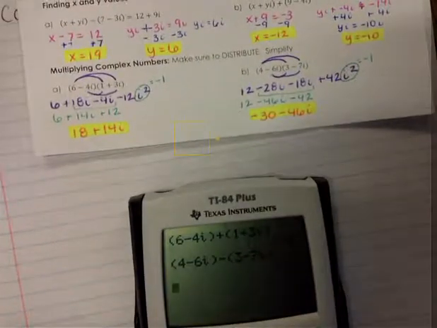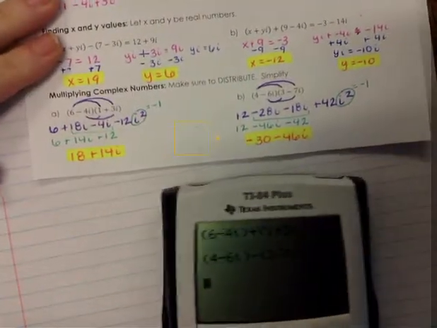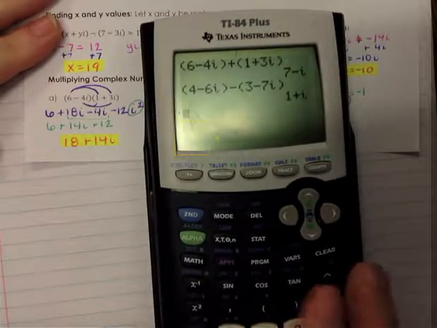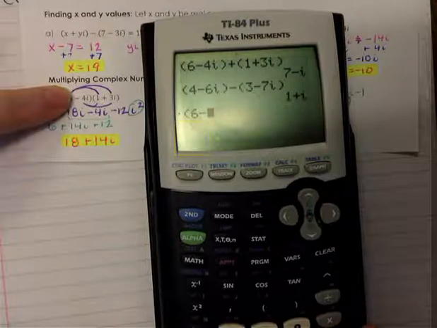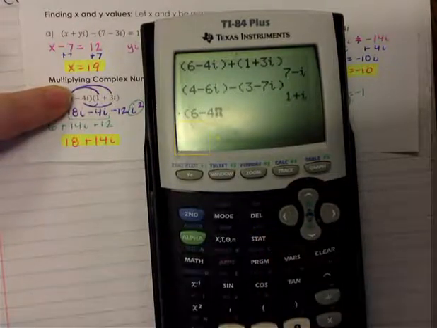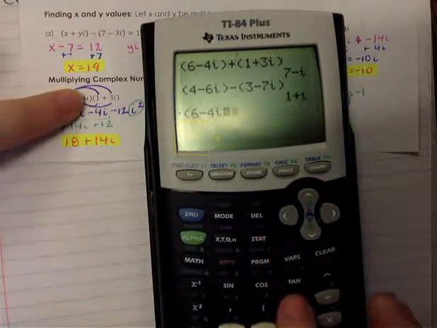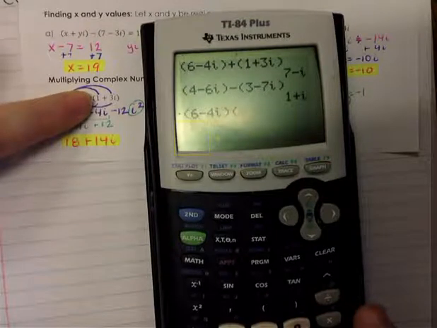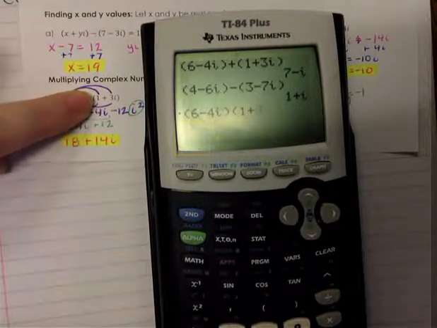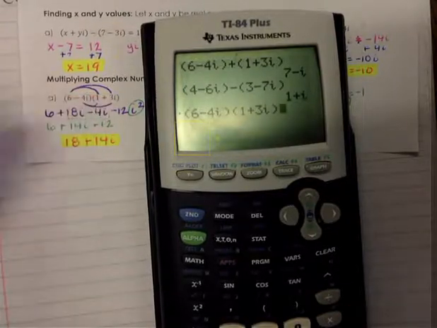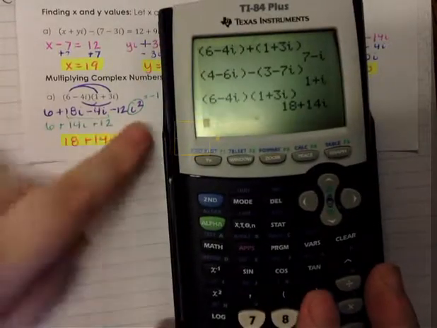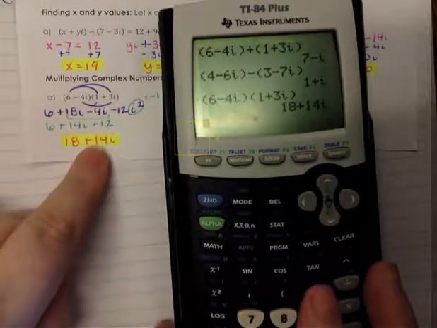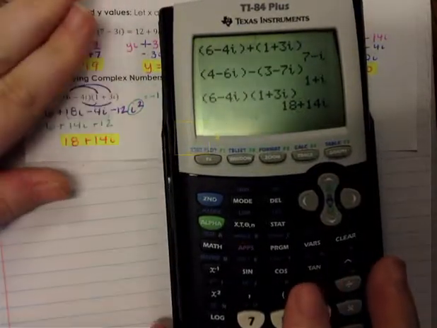But on the multiplying complex numbers, I can put these in my calculator exactly as I saw them. So I have parentheses, 6 minus 4i, so I do second decimal, close parentheses, then open parentheses, 1 plus 3i, so I do second decimal, close parentheses, and I get 18 plus 14i. Again, we had to make sure that i squared became the negative 1. That is why this happens.